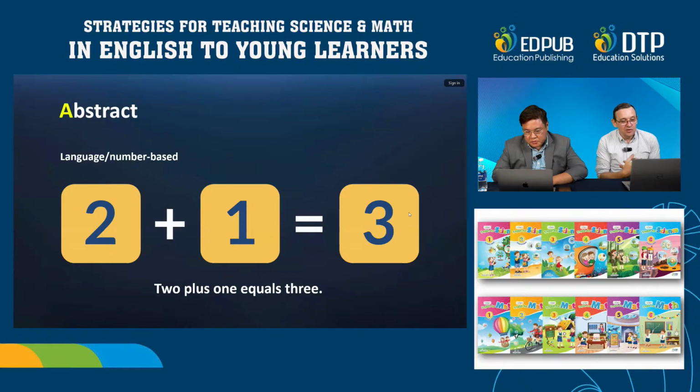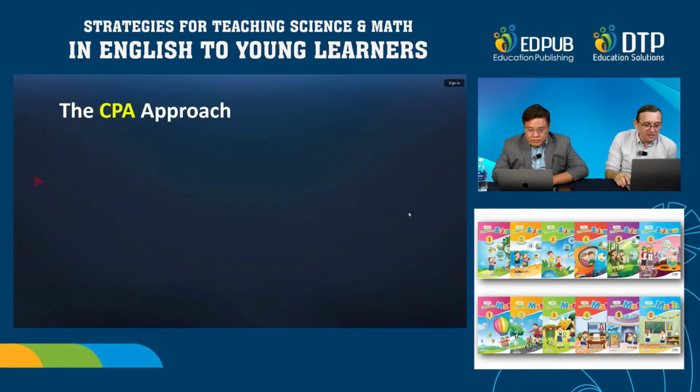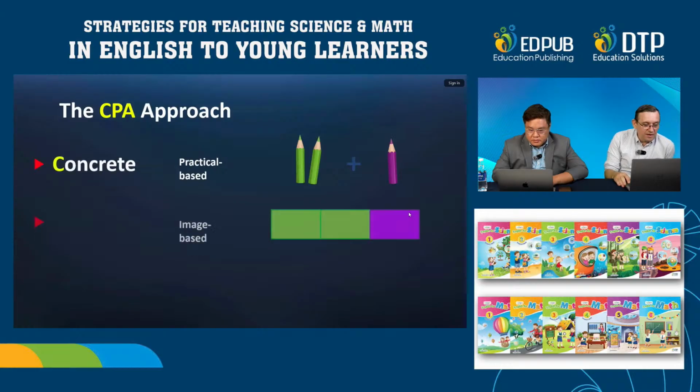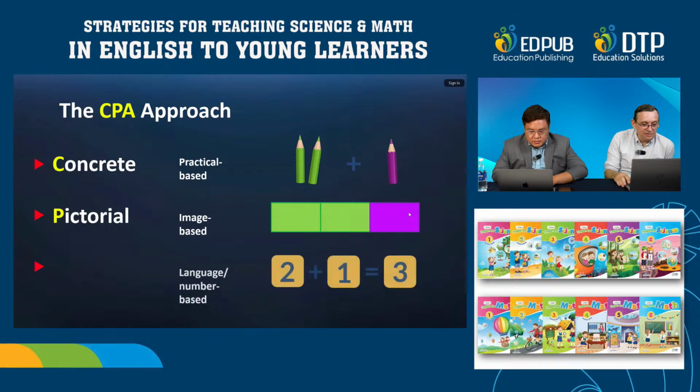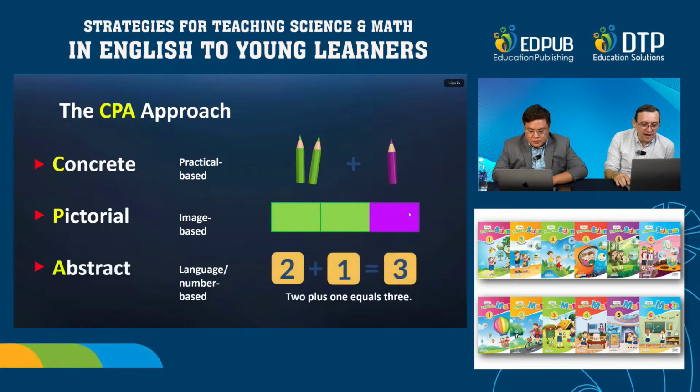We want to get students from that concrete stage to the abstract stage where they can produce the language and understand and be able to express the concept. So we can have a look. You can see a summary: concrete, pictorial, and we've got abstract there.